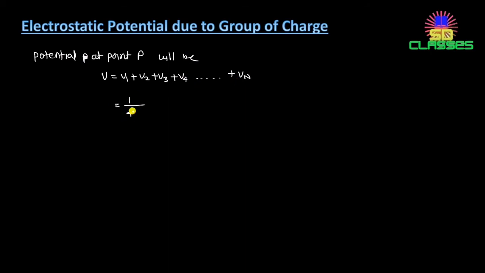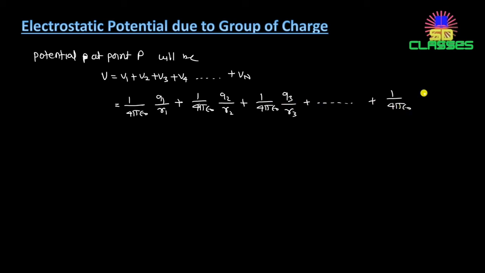So V1 is 1 by 4 pi epsilon naught q1 by r1, V2 is 1 by 4 pi epsilon naught q2 by r2, V3 will be 1 by 4 pi epsilon naught q3 by r3. Similarly for Rn, we can write 1 by 4 pi epsilon naught qn by rn. Okay, so by using the summation sign, we can write 1 by 4 pi epsilon naught, summation where i goes from 1 to n.